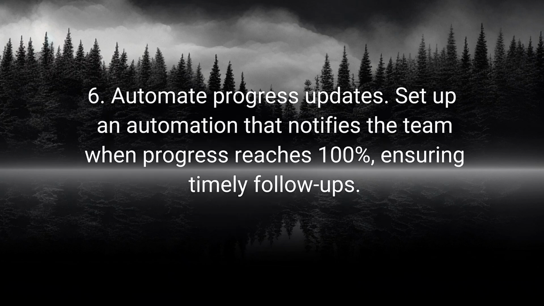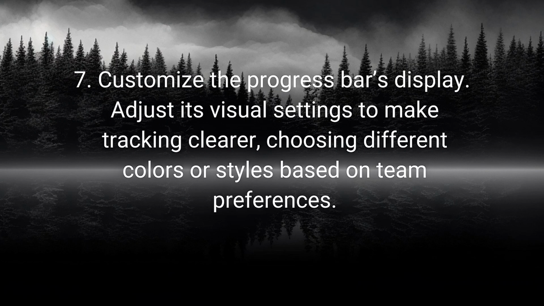6. Automate progress updates. Set up an automation that notifies the team when progress reaches 100%, ensuring timely follow-ups. 7. Customize the progress bar's display. Adjust its visual settings to make tracking clearer, choosing different colors or styles based on team preferences.